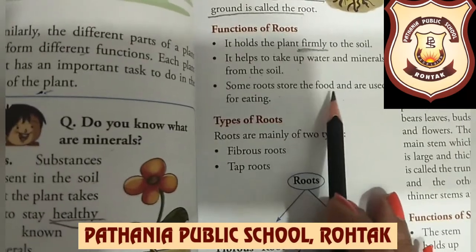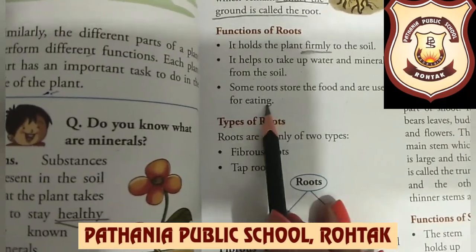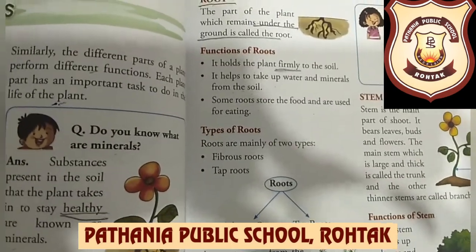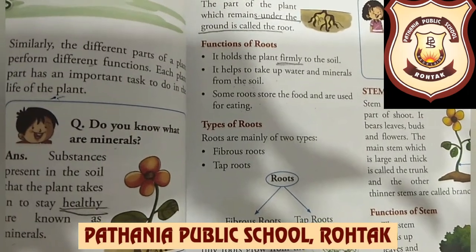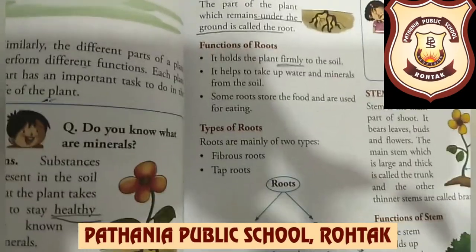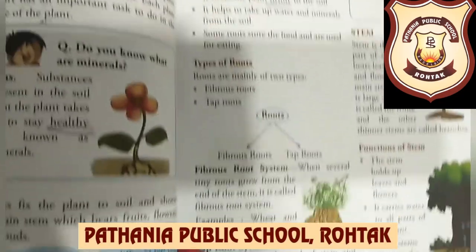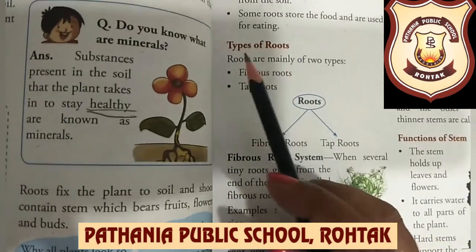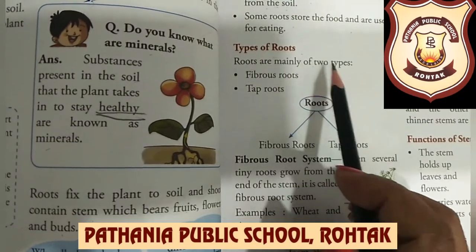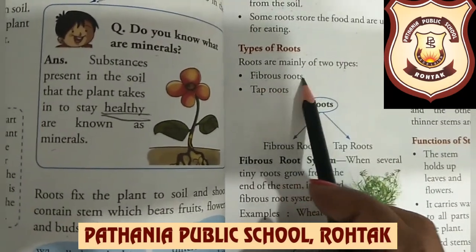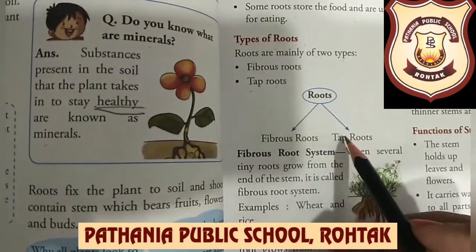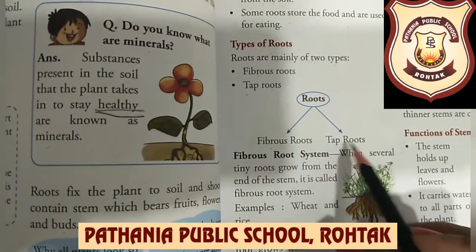Some roots store food and are used for eating. Yes, we eat some of the roots of plants, because some roots store food, like we eat radish, carrot and many more. Now we have types of roots also. All the roots are not the same. Mainly the roots are divided into two types. One is fibrous roots and one is tap roots. Roots are basically divided into two types, fibrous roots and tap roots.